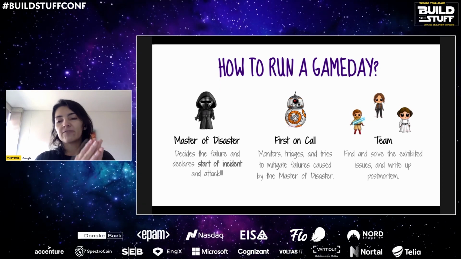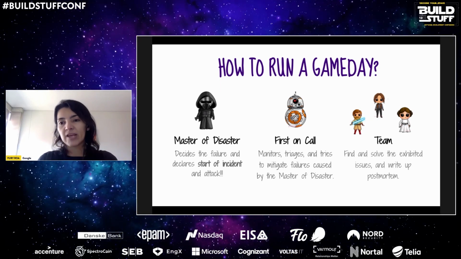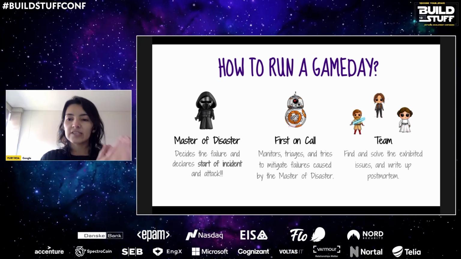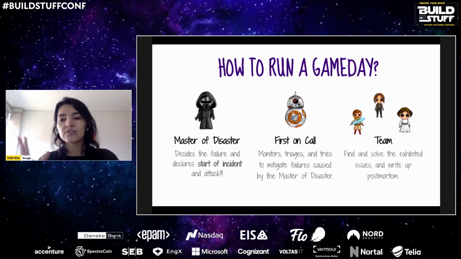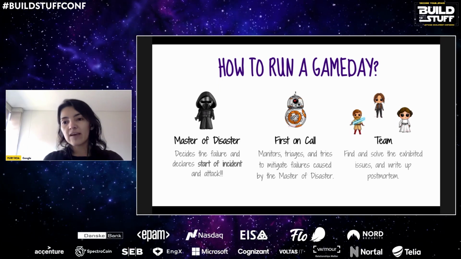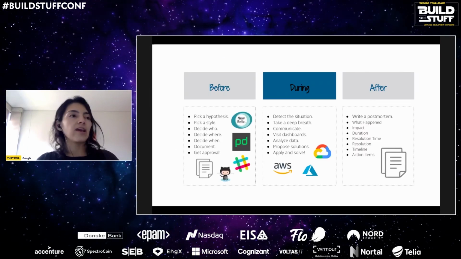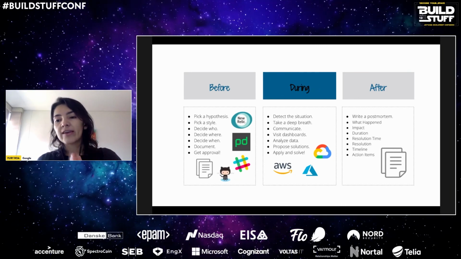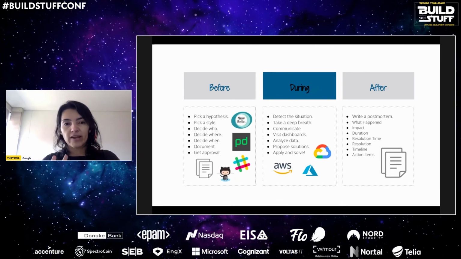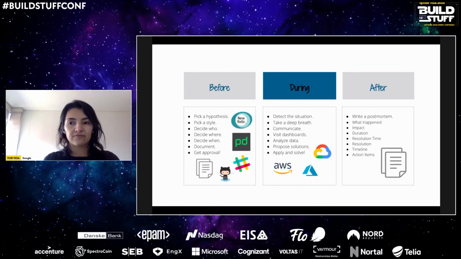That is the strategy, for example, to develop a game day in a company, using these three roles: master of disaster, person called, and the team that finally solves the issue and creates a postmortem about the previous activity. So we are talking about a chaos game day. We are talking about three phases: before, during, and after.